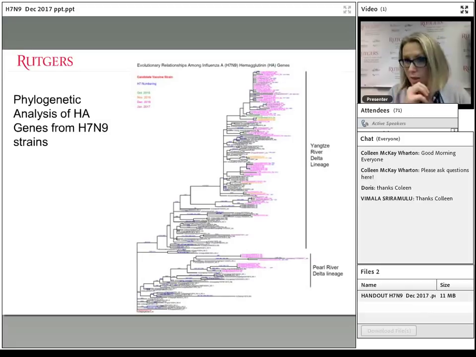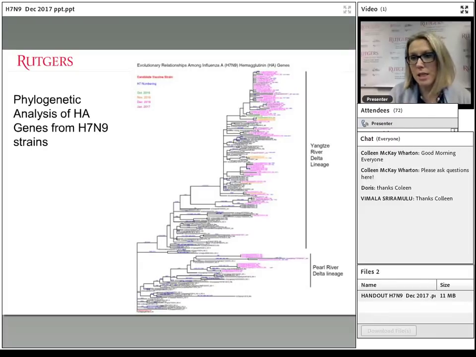Oh, and I should also mention that the researchers are working on candidate vaccine strains for all of the lineages now, not just the general vaccine strain that's listed on this slide at the very bottom. As you can note, the current candidate vaccine strain for H7N9 is in the Pearl River Delta lineage, but a lot of the current strains we're seeing are in the Yangtze River Delta lineage, and due to mutations and differences in these lineages, they do need candidate vaccine strains to cover both of them.